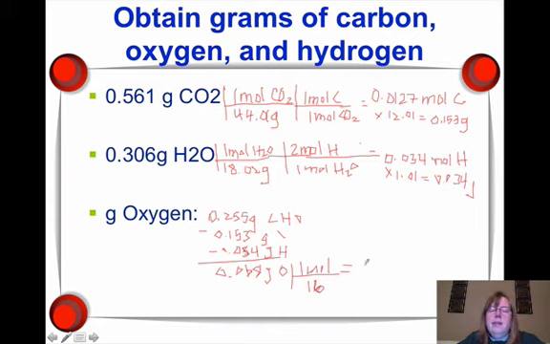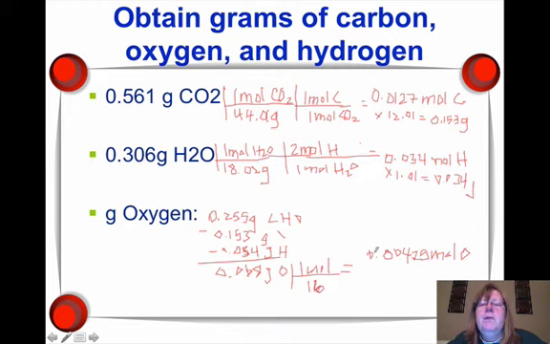Okay, so 0.068 grams of oxygen divided by 16 is going to give us our moles of oxygen, which is a very small amount. It's 0.00425 moles of oxygen. Okay, we have moles of carbon, we have moles of hydrogen, and now we have moles of oxygen. Now it's just like the percent composition empirical formula problem. You have moles of all of the elements.